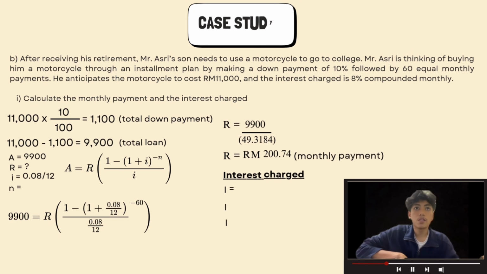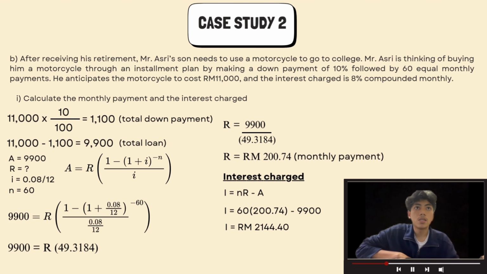Option B: after receiving his retirement, Mr. Asri's son needs to use a motorcycle to go to college. Mr. Asri is thinking of buying him a motorcycle through an installment plan by making a down payment of 10%, followed by 60 equal monthly payments. He anticipates the motorcycle to cost RM 11,000 and the interest charge is 8% compounded monthly. Question B1, calculate the monthly payment and the interest charge.